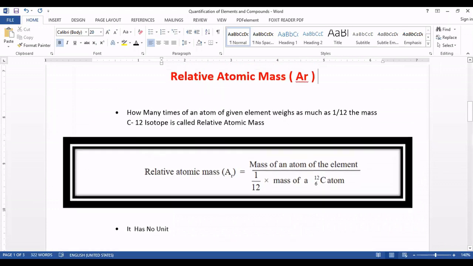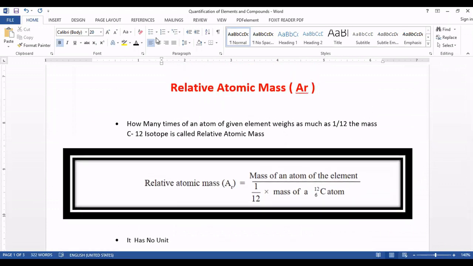Relative means, for example, I'm going to talk differently now. Look, how many times the mass of an atom of a given element, how many times, as much as 1/12 the mass of C-12. You might have studied that.